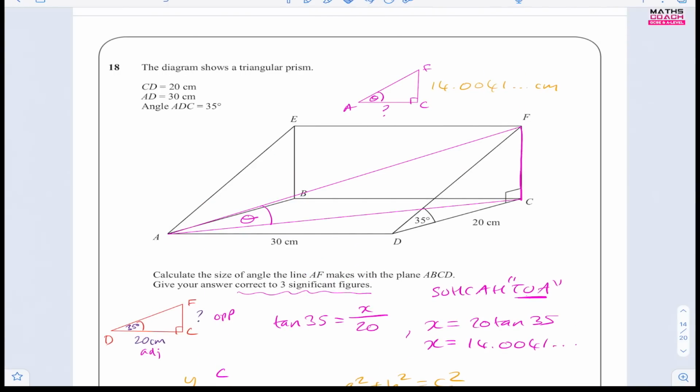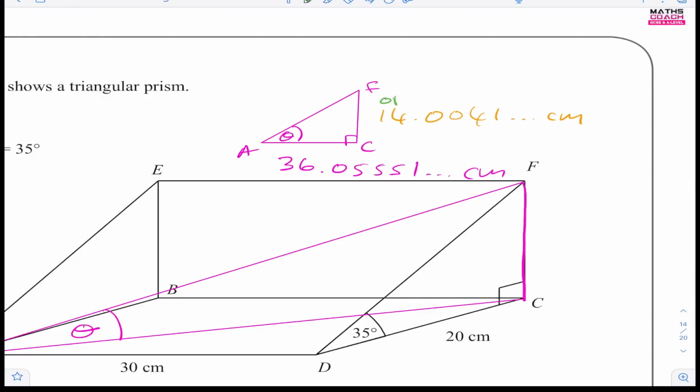We can now go back up here and say that we know that U are 36.05551... centimeters. So now we have our triangle fully completed with two lengths and a missing angle to find. So let's go ahead and label it. So this will be called the opposite side and this will be called the adjacent side. What uses opposite and adjacent?